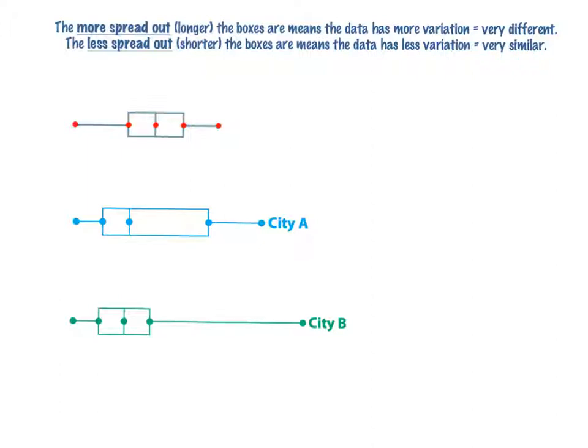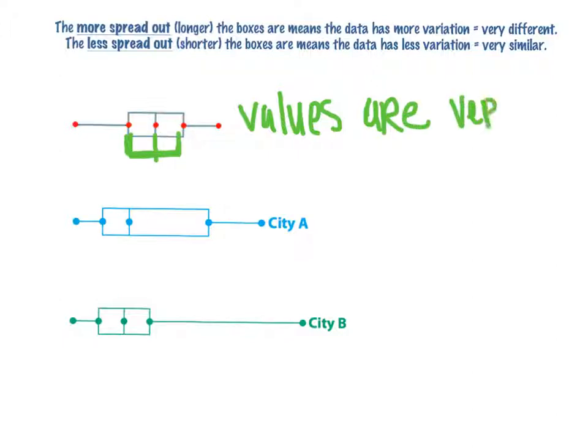So if you take a look at this first one, everything is pretty close together. The boxes are both pretty small. They are not very spread out. So I would say that the values are very similar.